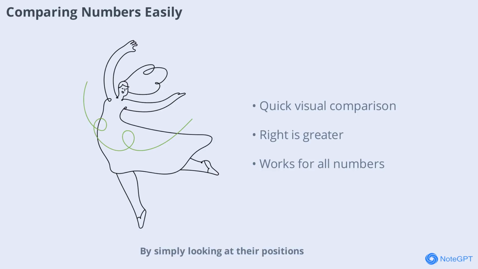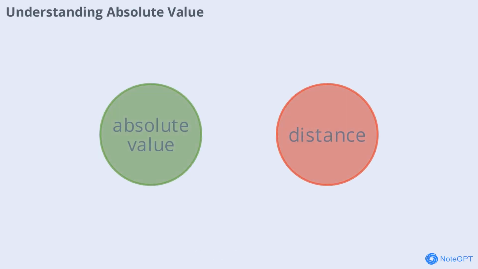By simply looking at their positions, we can see which number is greater or smaller. The farther right a number is, the larger its value. This visual comparison is much quicker and clearer than trying to compare numbers in your head, especially with negatives, fractions, or decimals. The number line is also a great tool for understanding absolute value.